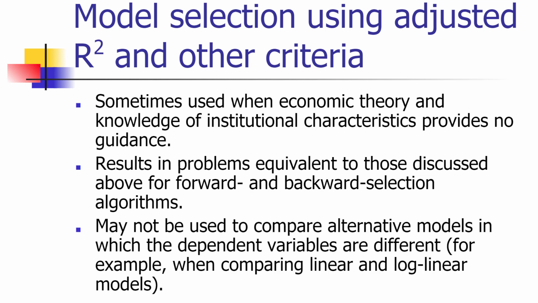In general, though, we can never use R-squared or adjusted R-squared to compare alternative models when the dependent variables are different. For example, if we're comparing a linear and a log linear model, because in that case, we're comparing the variation in different variables. And an adjusted R-squared criteria would only make some sense if we're measuring the same thing, if we're comparing apples to apples.